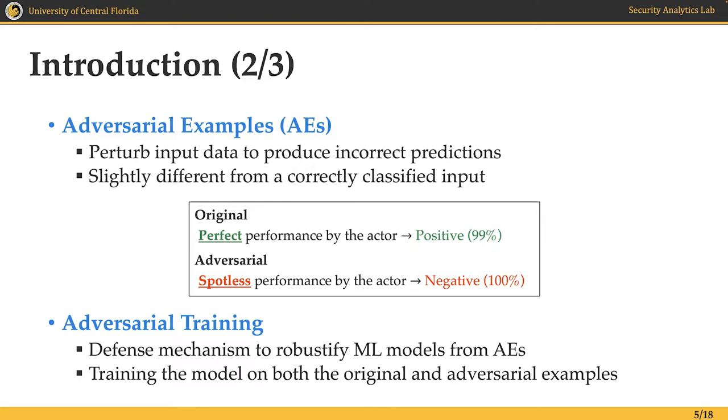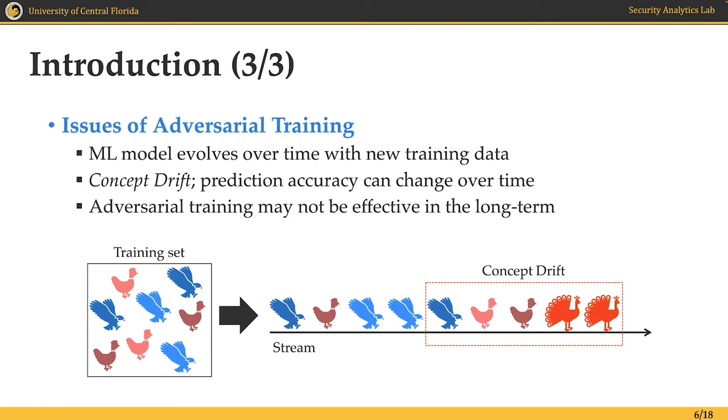To address this issue, we sometimes want to incorporate the word spotless as an adversarial example into the training process. This is what's called adversarial training. It is a defense mechanism to make machine learning models more robust against adversarial examples, by training the model on both the original and the adversarial examples so that the model itself is aware of them.